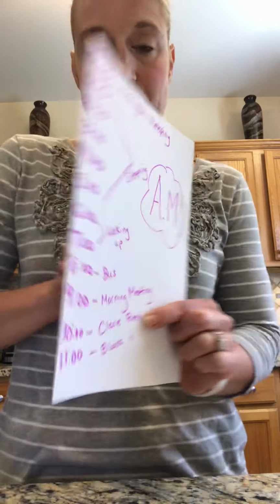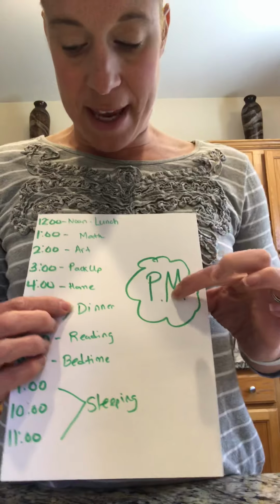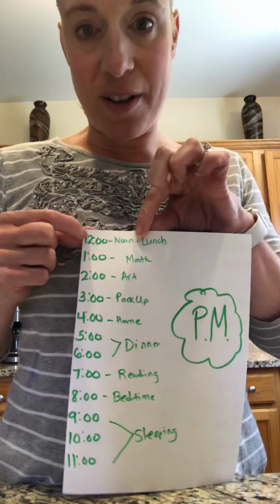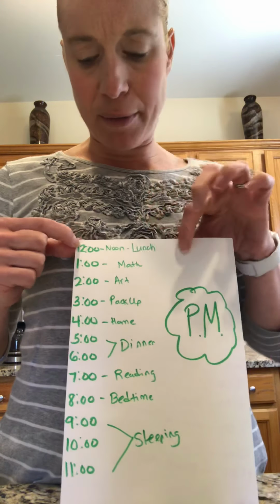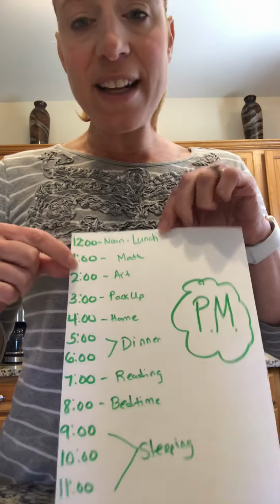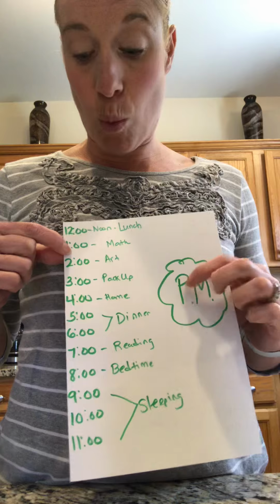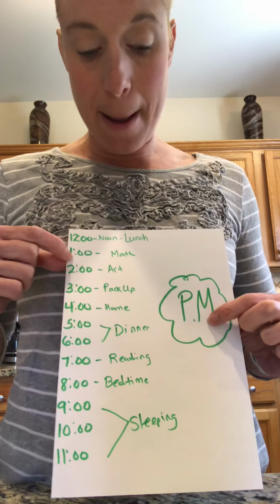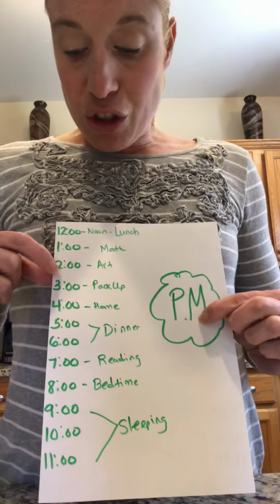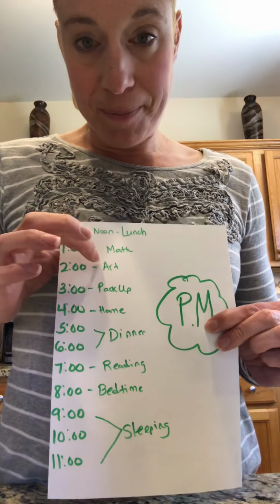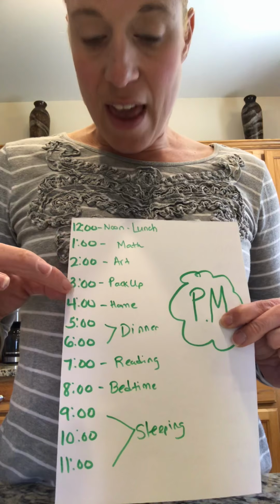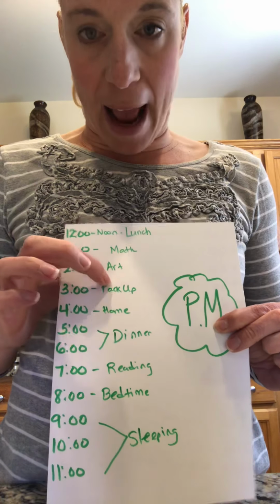Okay, and I'm going to switch it over. Now it's PM, it's 12 o'clock, noon, and now it's lunch. We do our lunch, we do our recess during that 12 o'clock hour. 1 o'clock, most days we do math. 1 o'clock PM is when we do our math. 2 o'clock PM is on Thursday, I know we go to art. Okay, 3 o'clock PM is when we're packing up at school.